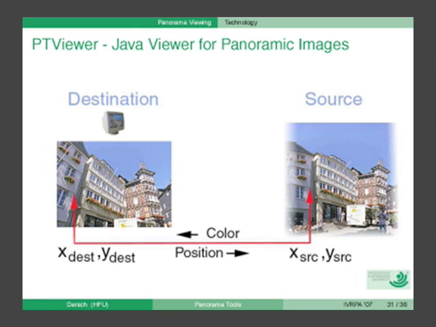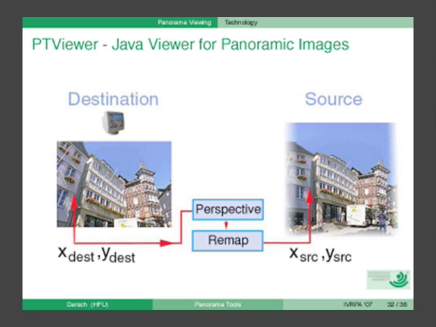Destination is now the rectilinear corrected image here on the computer screen. Source is the panoramic image. So we have to switch these labels, and we also have to change the direction here. So we have to fill in this image, calculate the position in the source panorama, and fetch the color and insert it here. We also use a single step transformation, which is now simpler. It just consists of a perspective and a remap step.